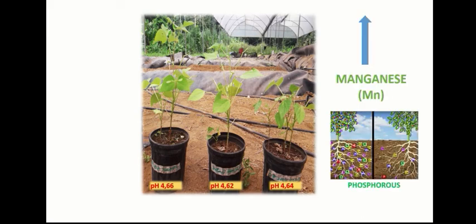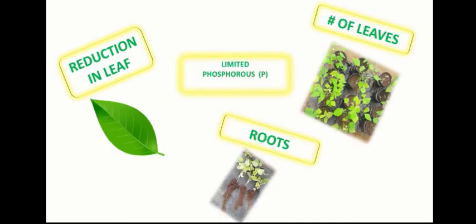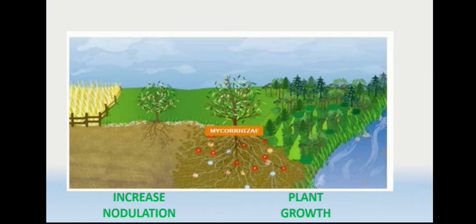When phosphorus is limited, the most striking effects are a reduction in leaf expansion and leaf surface area, as well as the number of leaves and roots. For that, mycorrhiza are important to help increase nodulation and plant growth. Mycorrhiza help to increase plant uptake of nutrients and phosphorus, as well as alleviate phosphorus stress in phosphorus-deficient soil, leading to an increase in nitrogen fixation and phosphorus concentration.